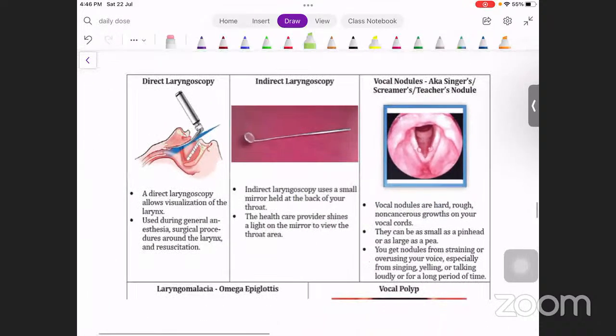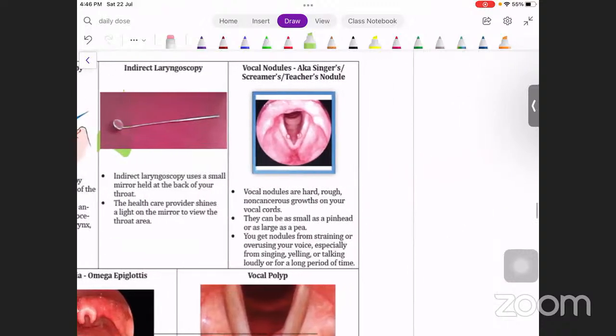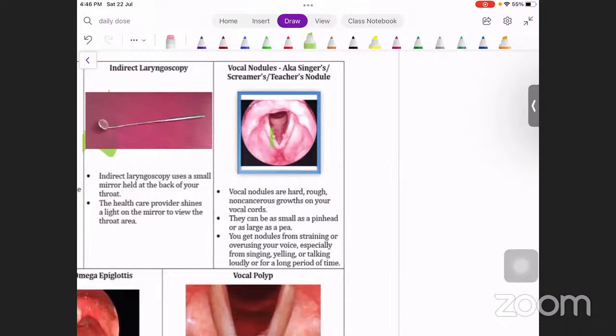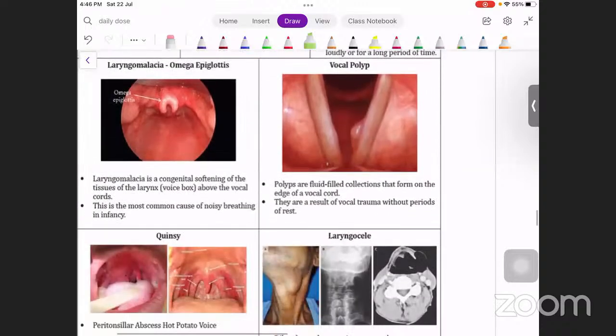Then you have direct laryngoscopy and indirect laryngoscopy images, and a Singer's nodule. This is a Singer's nodule. Apart from that, you may have laryngomalacia, where you may see the omega epiglottis and noisy breathing in infancy, a classical clue they may give you in the clinical vignette. And then you have vocal polyp, a fluid-filled collection at the edge of your vocal cord, mostly associated with vocal trauma.